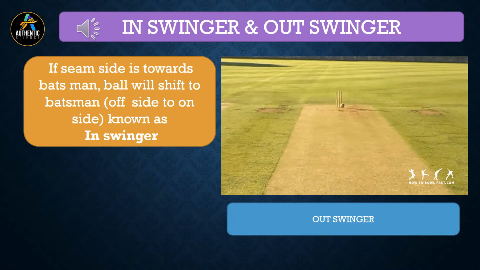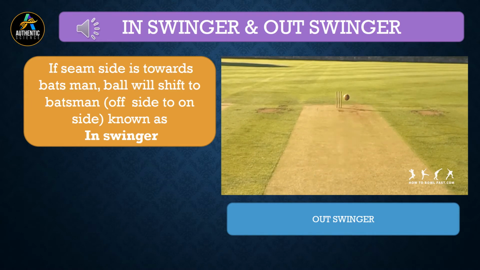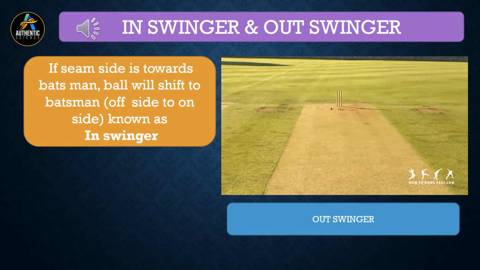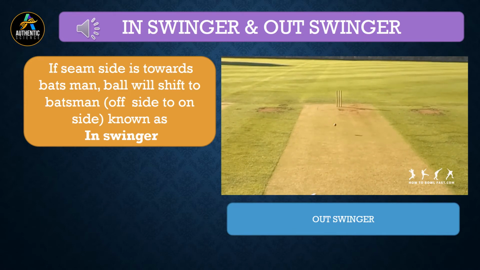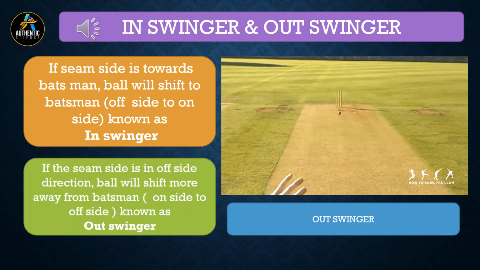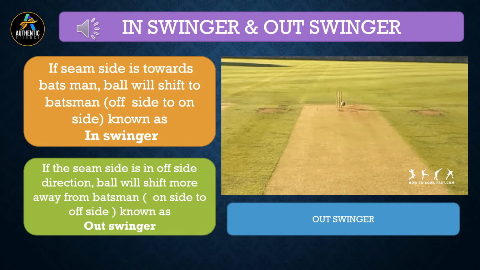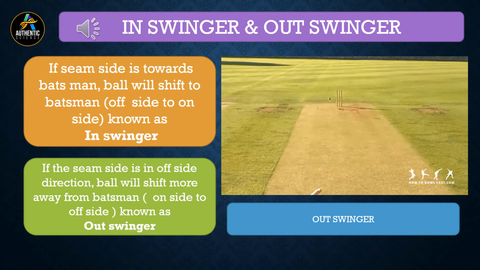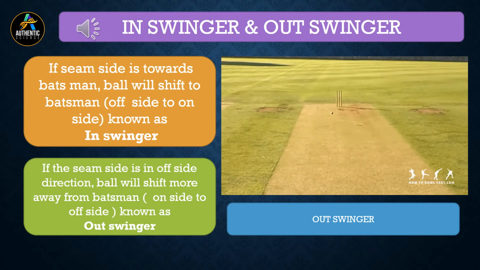Let's see about the in-swinger and out-swinger. If the seam side of the cricket ball is towards the batsman, the ball will shift to the side of the batsman. This is known as an in-swinger. And if the seam side is on the off side of the batsman, the ball will shift more away from the batsman. This is known as an outswinger.